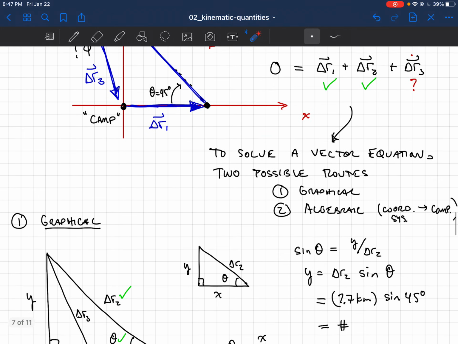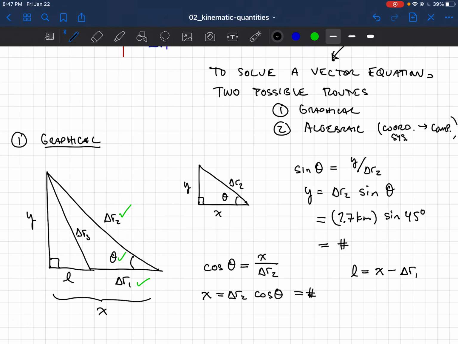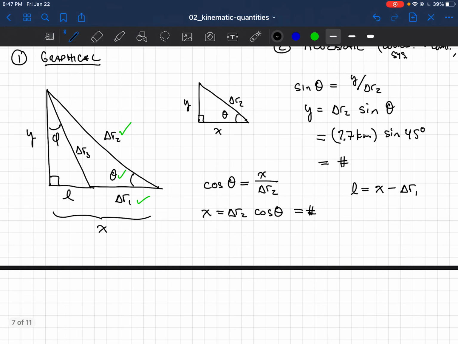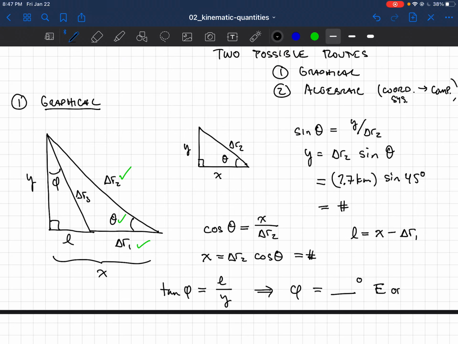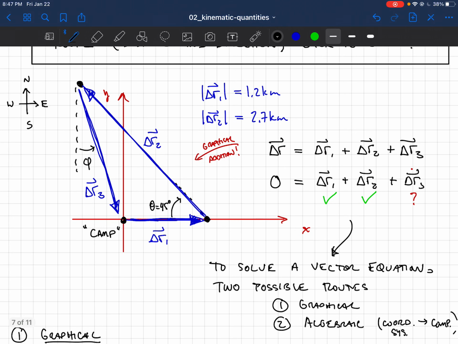So to find phi, so where is phi in this triangle? We have this is our phi. And we can find phi by saying, well, we know that tangent of phi from that triangle is equal to L over y. And that will allow us, remember L and y are now known, that will allow us to say it's equal to some degrees, and the direction that they want to travel with that vector is east of south. And that will be the answer for the direction. Okay, so that's the graphical method of solving this equation.